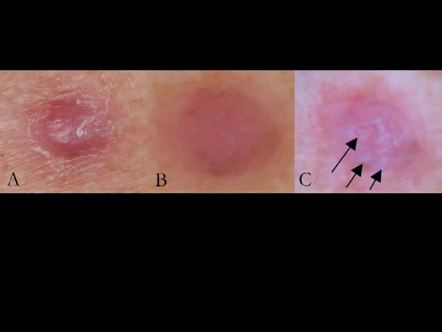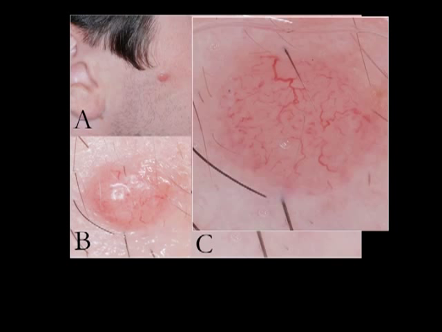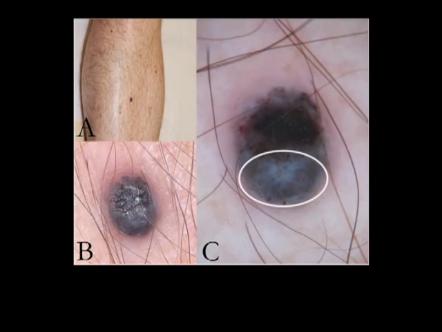Here's an amelanotic nodular melanoma with non-polarized dermoscopy, image B, revealing irregular linear vessels. With polarized dermoscopy, which is image C, crystalline structures are evident. Here's another amelanotic nodular melanoma with numerous serpentine vessels in a pink background. This is a pigmented nodular melanoma with irregular blotch and an irregular blue-white veil.